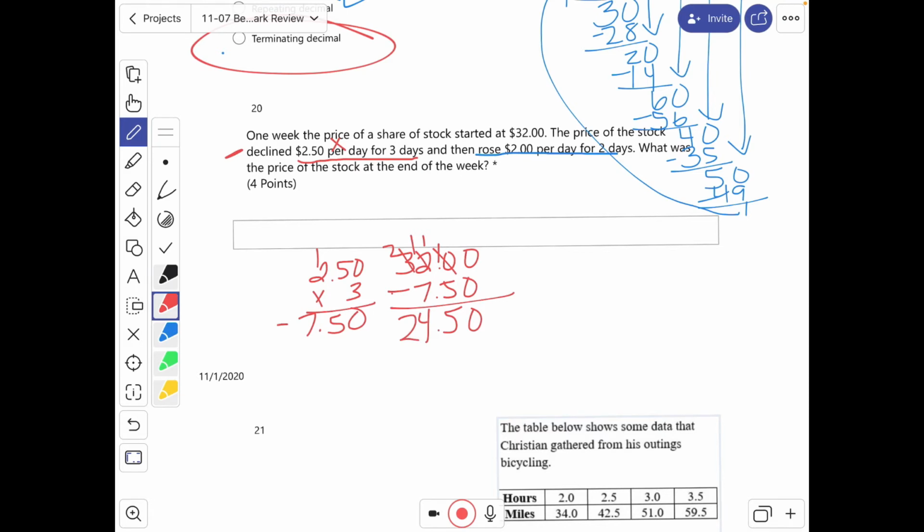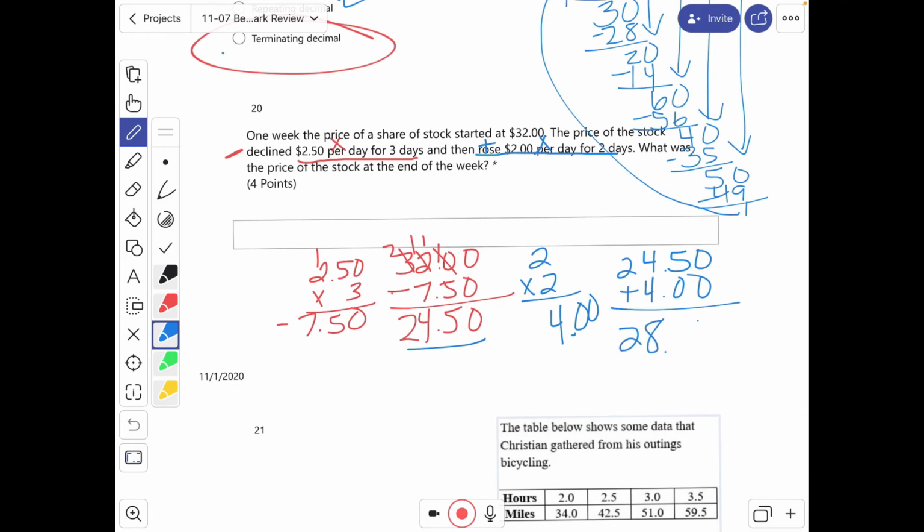$24.50. Then it rose $2. Rose means we're adding $2 per 2 days. So $2 times 2 days. It gained, it went up, it rose $4. So I need to add that to the $24.50. Remember that lining up the decimals, so $4 makes the new price $28.50.